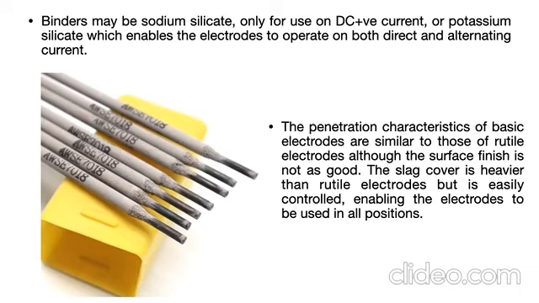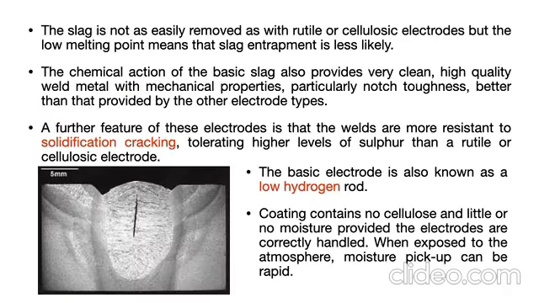The slag cover will be heavier than rutile, but can be easily controlled, and the presence of certain elements will also enable it to be used for all position welding. The slag is not as easily removable as with respect to the cellulose electrodes or rutile electrodes, but the low melting point will make the slag entrapment very difficult, and the defects due to slag entrapment will be very minimum in low hydrogen electrodes.